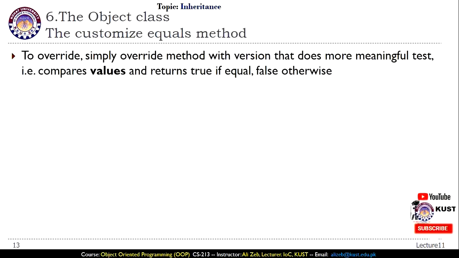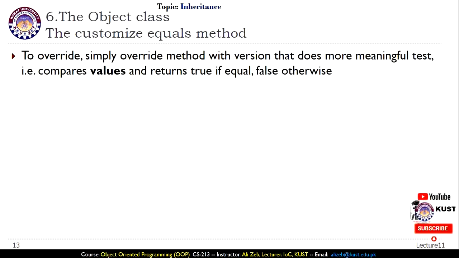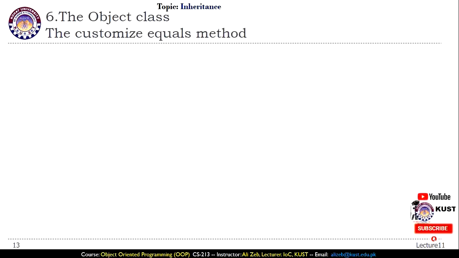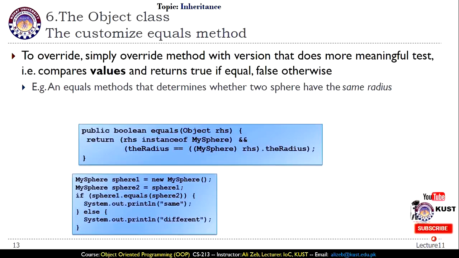To override, simply override the method with a version that does a more meaningful test: compare values and return true if equal, false otherwise. So what we did was add some statements to our equals, and then you are able to display whether they were equal or not. There is another example, an equals method that determines whether two spheres, which are objects of the Sphere class, have the same radius or not. So we can compare the two values inside the two objects.